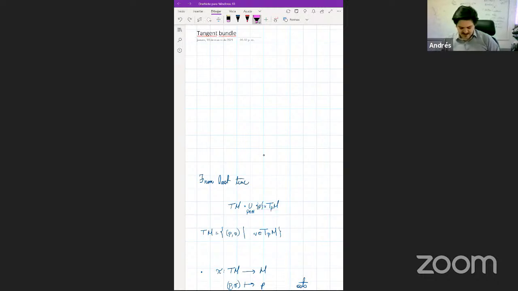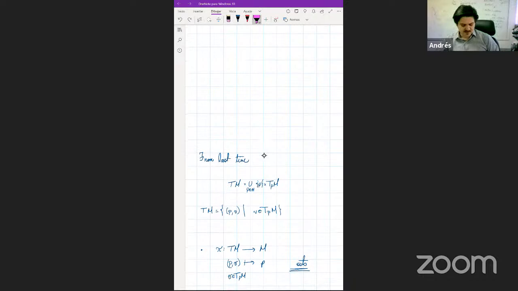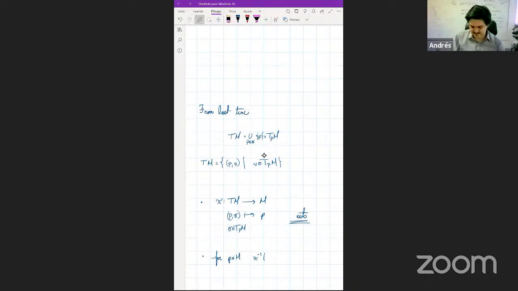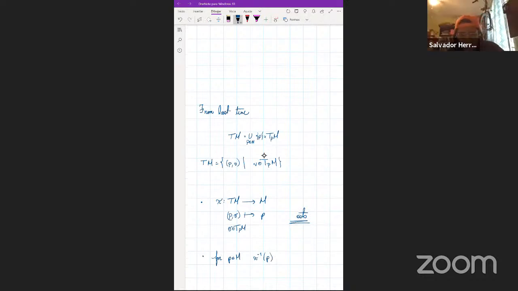So we have a natural projection map to the manifold M. We will usually call it pi, from the tangent bundle to the manifold. And it will just give me the point or base point. Now, what is the preimage of a point in M? Like its tangent space. Right. But P.